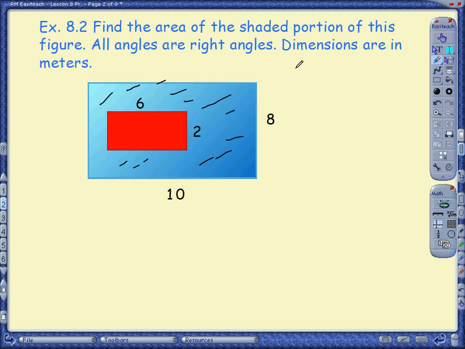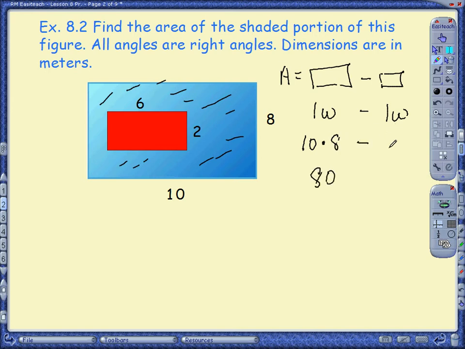So when we have a shape like this, we know that the area is going to be one big rectangle minus the area of the smaller rectangle. Whenever you find shaded area, it's a subtraction usually. Okay, we know that each area is equal to the length of the rectangle times the width of the rectangle. We do our largest shape first. 10 times 8 is 80. Minus 6 times 2, minus 12. And 80 minus 12 would be 68 square meters, and that would be your answer.